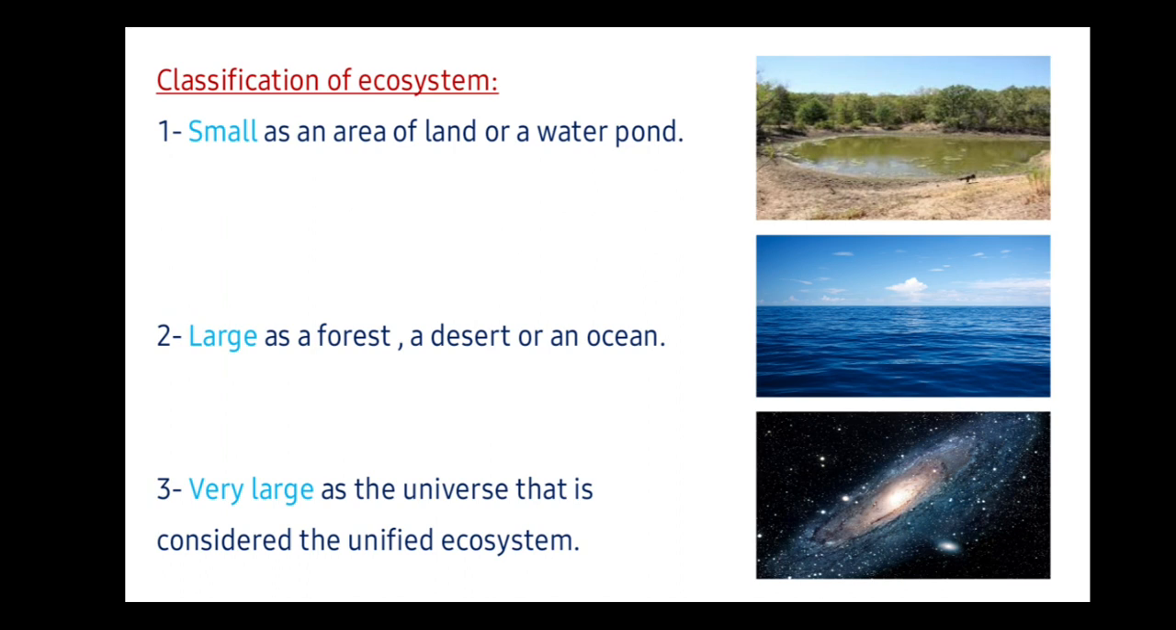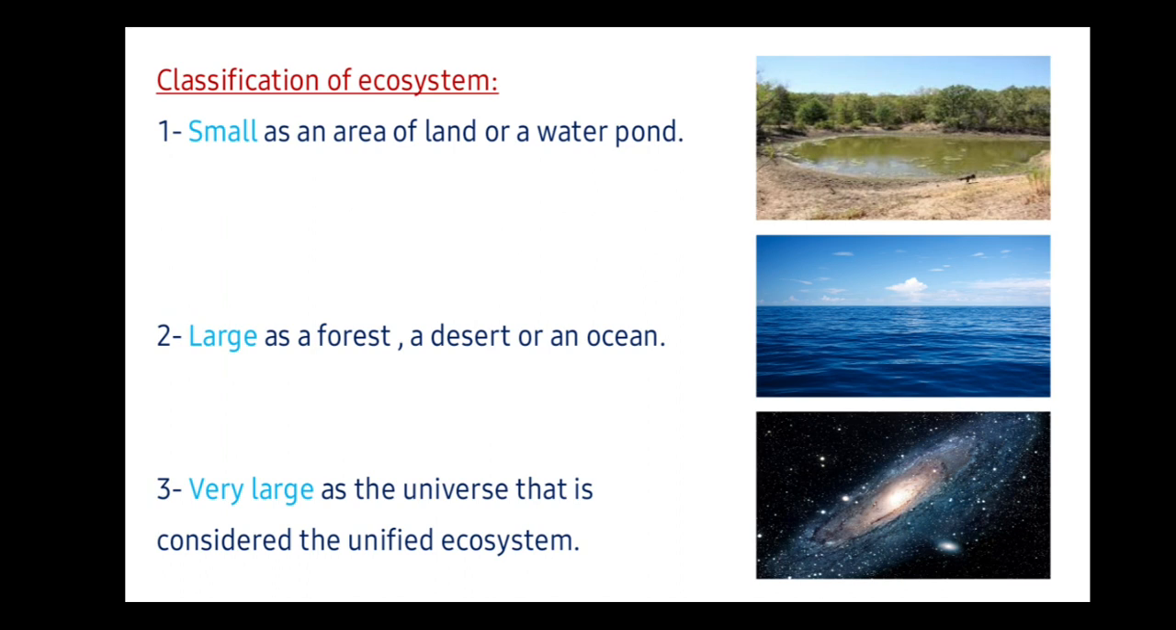Number 2, large ecosystem. The large ecosystem may contain a larger number of components, so it is considered a large ecosystem, like a forest, desert, or ocean. Number 3, very large ecosystem, such as the universe. It contains many more members inside the ecosystem, so it is considered a very large ecosystem.